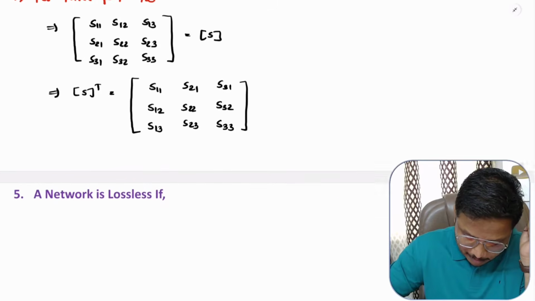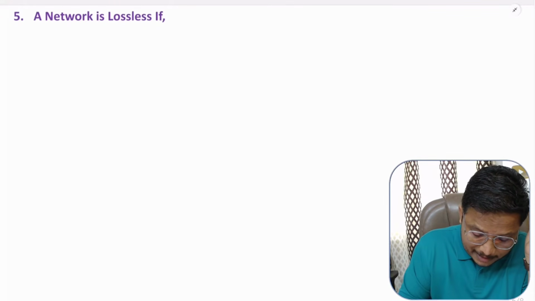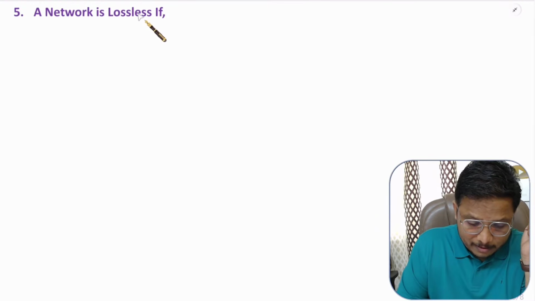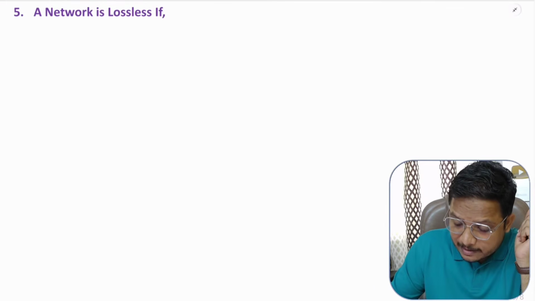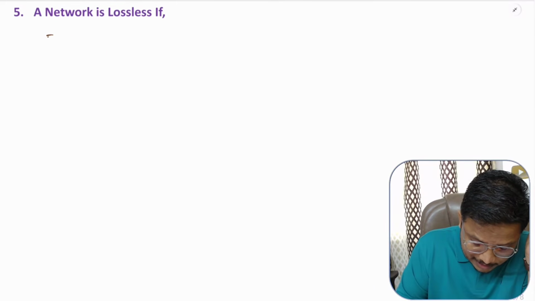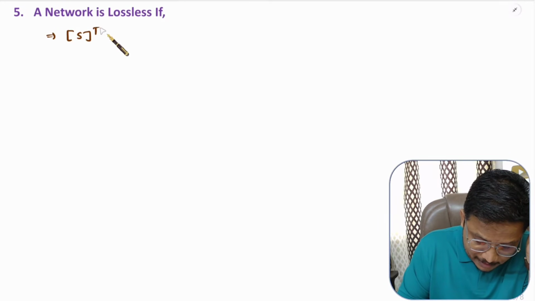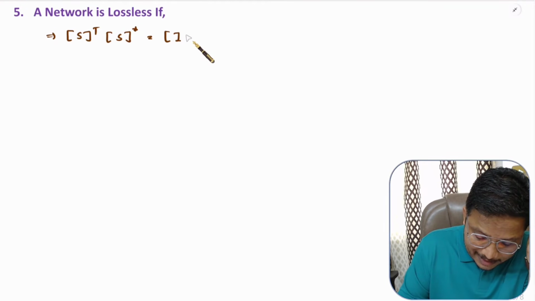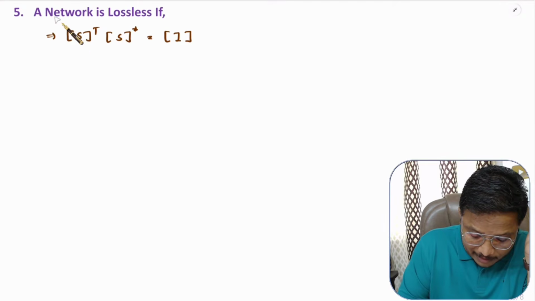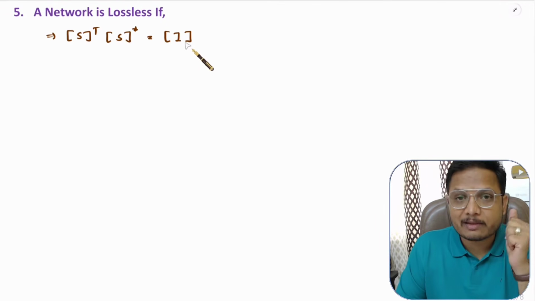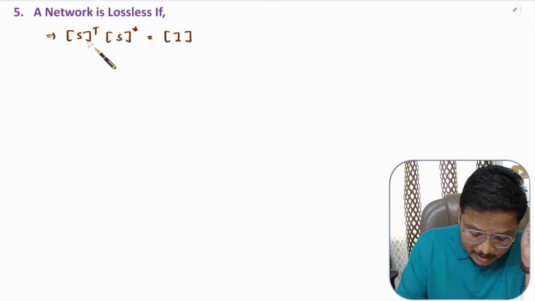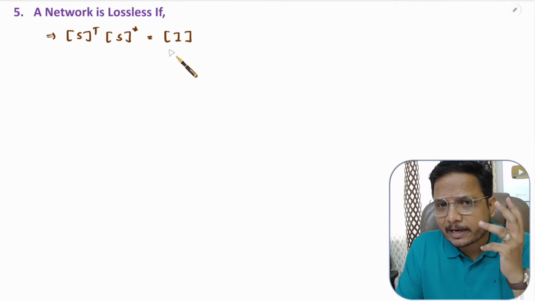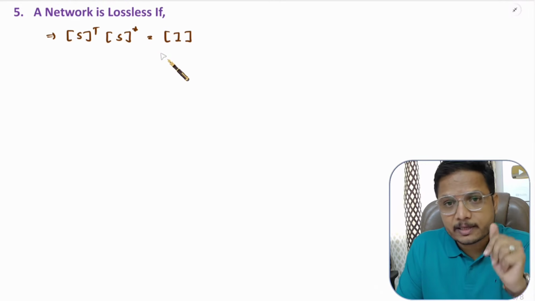Now, I'll discuss the fifth property, which is based on the lossless network, right? A network is said to be lossless only if it satisfies this condition. See, the condition is the transpose of the S matrix into the conjugate of the S matrix should equal identity. So if a network follows this condition, then one can say the given network is a lossless network. Here if you observe this property, it is quite complicated. So I'll simplify this property.